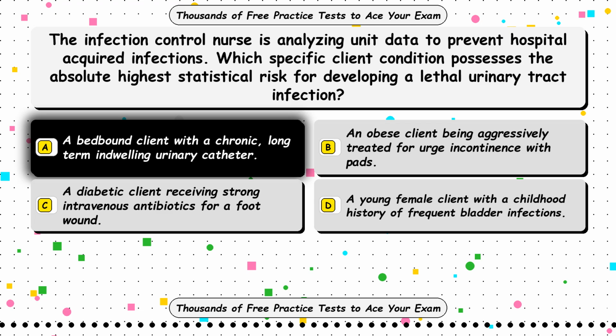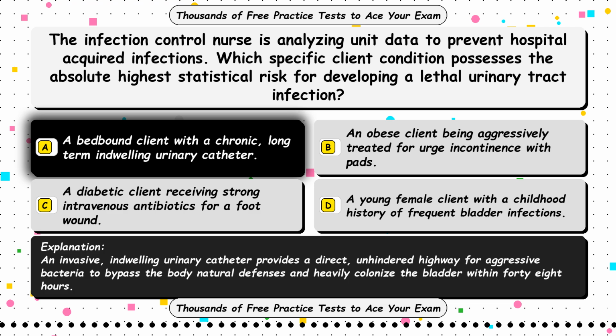The correct answer is option A, a bed-bound client with a chronic, long-term indwelling urinary catheter. An invasive, indwelling urinary catheter provides a direct, unhindered highway for aggressive bacteria to bypass the body's natural defenses and heavily colonize the bladder within 48 hours.